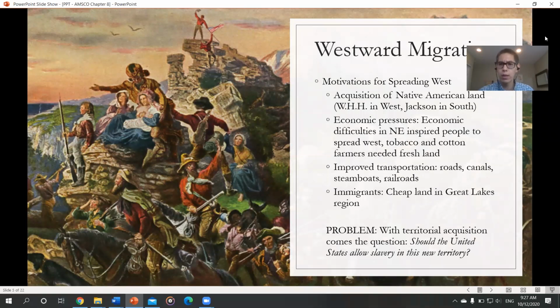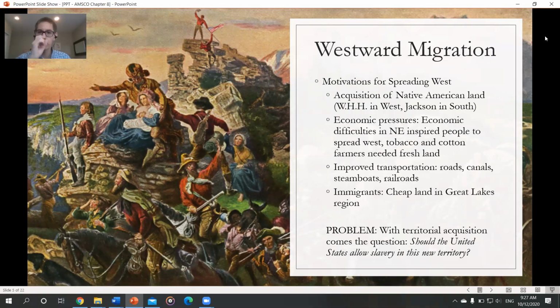James Monroe, though, was also known for westward migration. You might remember the Louisiana Purchase had been made a decade or so before James Monroe's presidency. And so now there's all of this land that the US, quote unquote, owns that they are going to begin to expand towards. Now, there were a lot of motivations for spreading west.